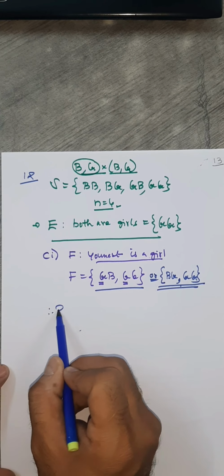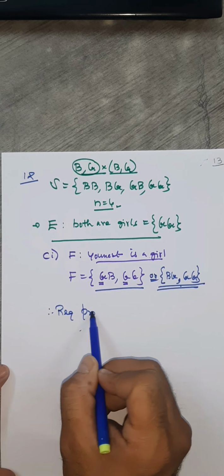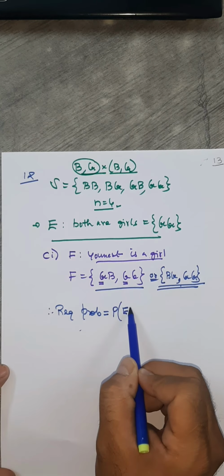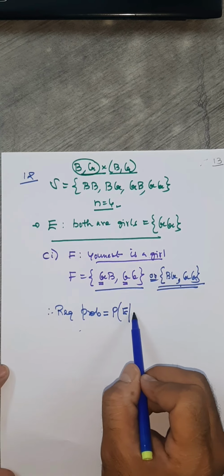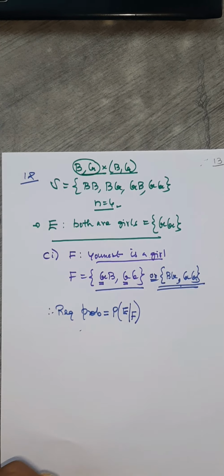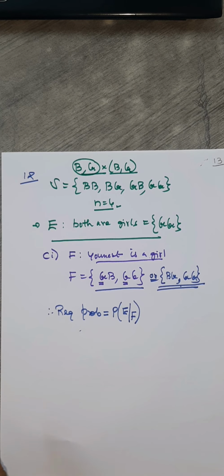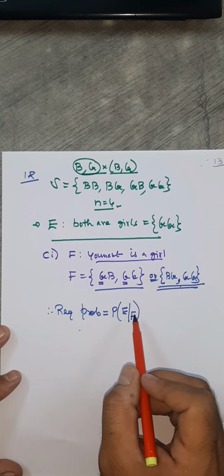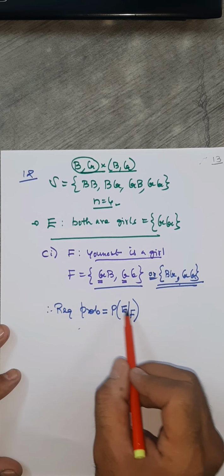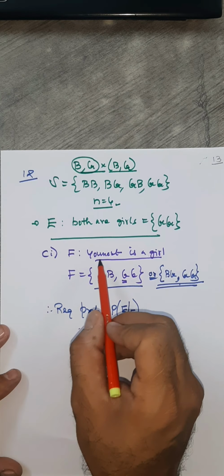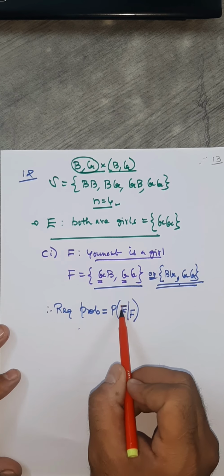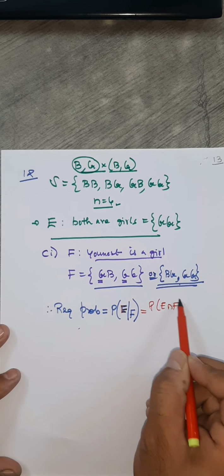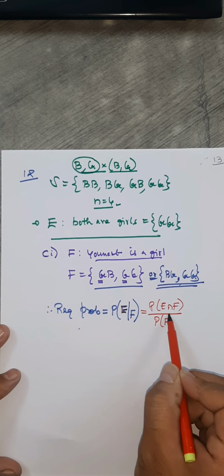So for the first question, the required probability is the probability of the event E, given that this event F has occurred, given that the youngest child is a girl. So this is a conditional probability, not F over E, that is wrong symbolically, remember. Given that comes after the oblique symbol, the standing line. Now what is this? P(E intersection F) upon probability of F.